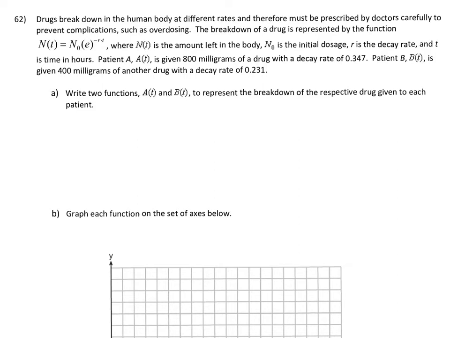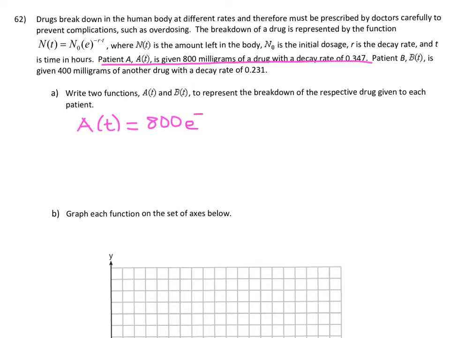Okay, well, I'm going to start. Here's patient A, and I'm going to underline patient A's information. So we could write A of T equals, okay, so in place of N of T, they wanted us to use A of T. N sub 0 was the initial, so they said initially patient A took 800 milligrams. And then I know they put a parenthesis around the E here. If you want to do that, go for it. If you don't have to, it's the same thing either way.